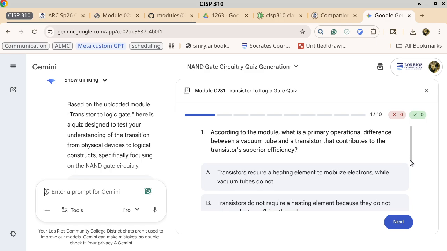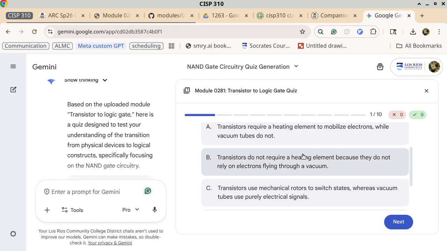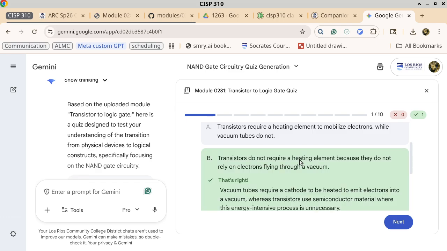Transistor requires a heating element? No, that's not the case. They do not require a heating element because they don't rely on electrons flying through a vacuum. That would be the answer. That's the reason why vacuum tube based computers generate a lot of heat. For vacuum tubes to work, first the inside has to be a vacuum, and two, it needs a heating element to pre-excite the electrons so they're ready to jump from the anode to the cathode. But I didn't talk about it, so I'm not holding you accountable for this one.